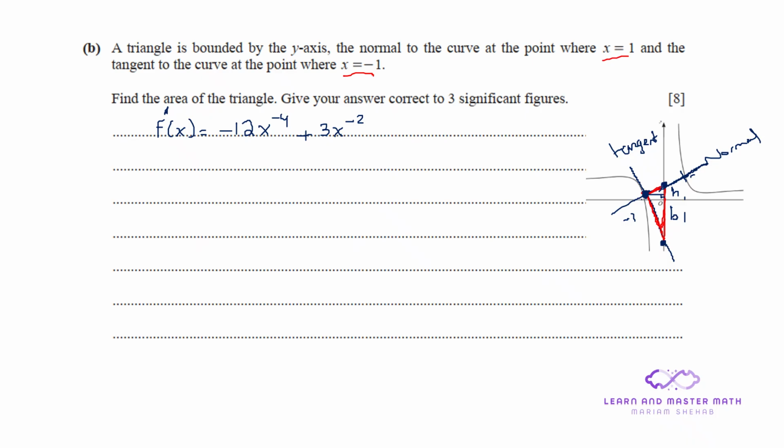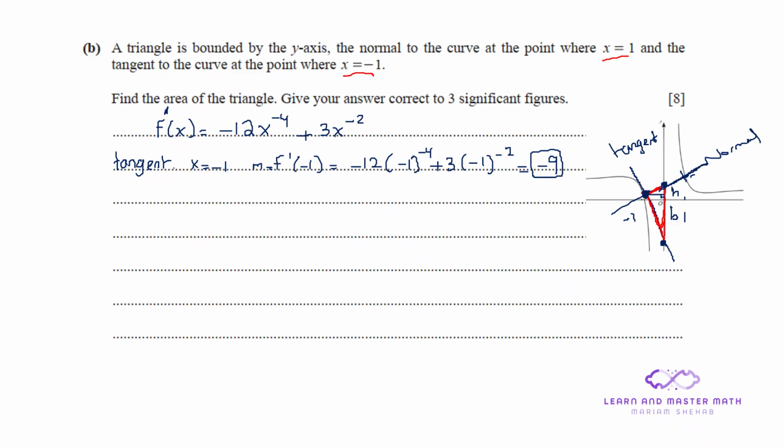So I'm going literally to start by finding the tangent equation. It doesn't matter where you start from, but I'm gonna start with the tangent at x equal to negative 1. So I'm gonna find f prime of negative 1, which is the slope of my tangent: minus 12 times negative 1 power minus 4 plus 3 times negative 1 power negative 2. This will give you a minus 9. So negative 9 is the gradient of your tangent.